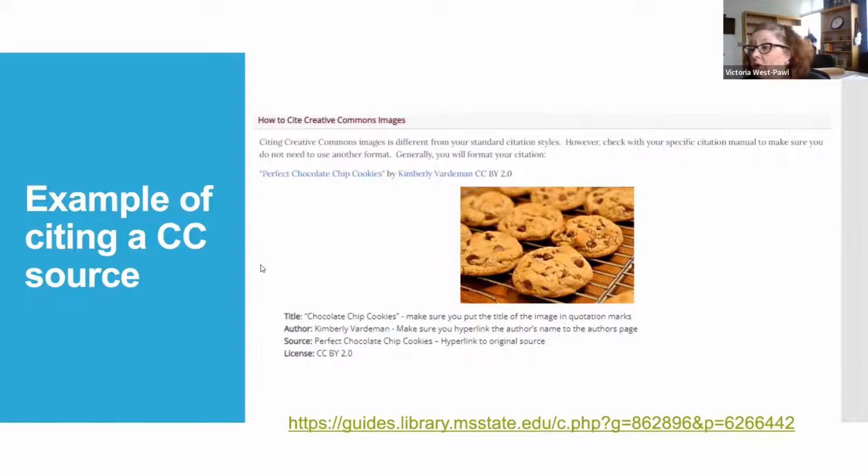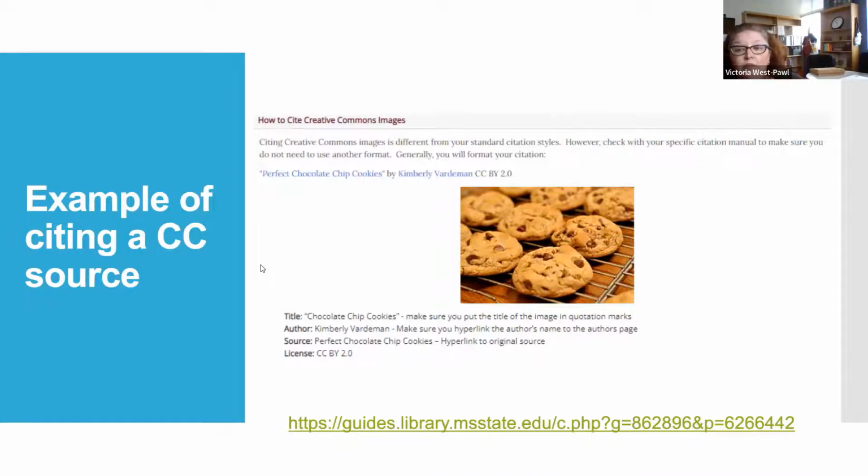And then for the author, you want to put the author's name, the first name first, and then the last name. You can also hyperlink if there's a website for this author. And then the source of where you found this material, and make sure that you hyperlink it to the original source where you found it.